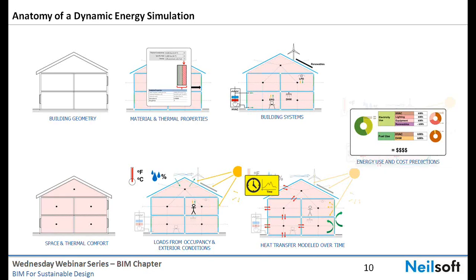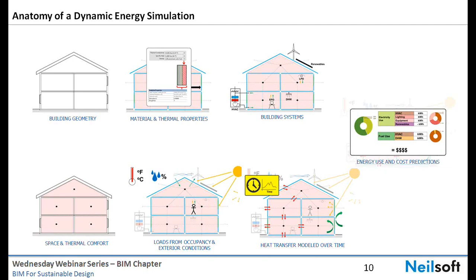Building systems. Building systems consume and produce energy to meet the building's and occupants' needs. These include HVAC, that is heating, ventilation, and air conditioning systems, lighting power density, equipment power density, water heating, that is domestic hot water, and renewables that generate energy on site. You can see a renewable in the picture, that is a windmill.